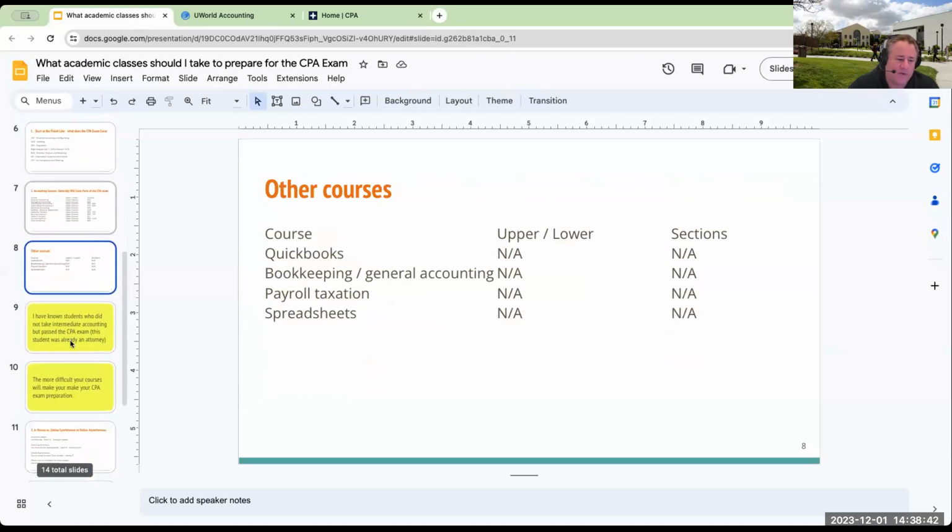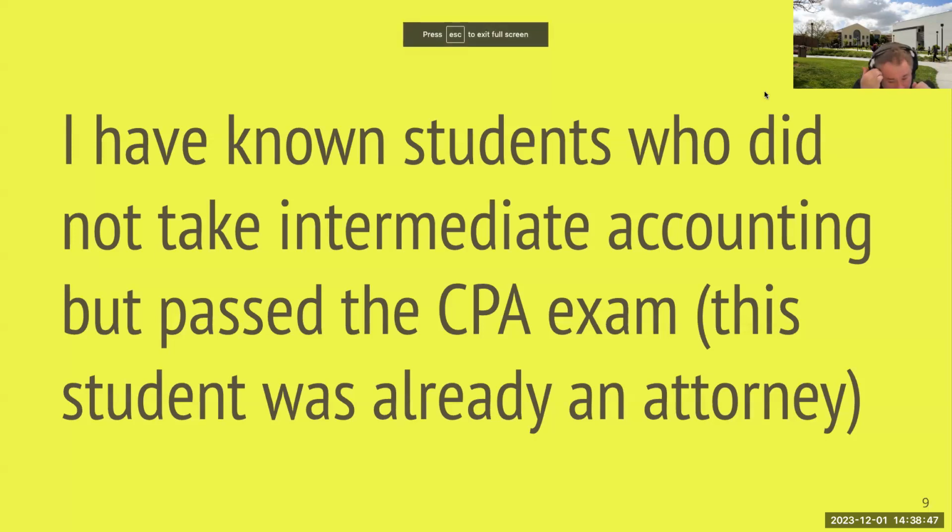So these are the different classes, and a couple of things to point out here. I had a student in the very first semester I taught accounting ethics in the fall of 2016. He did not take intermediate accounting, but he passed the CPA exam. And I thought that was awesome, but the student was actually already a lawyer, so he had actually passed the bar exam. But can you go through the CPA review materials and pass the exam? The answer is absolutely yes, without taking the particular course. Just remember that it's going to take you a lot longer to do it.